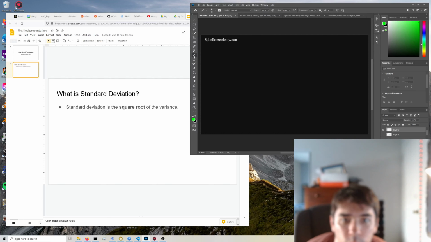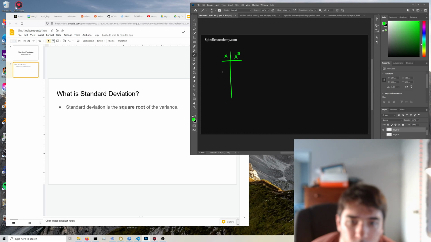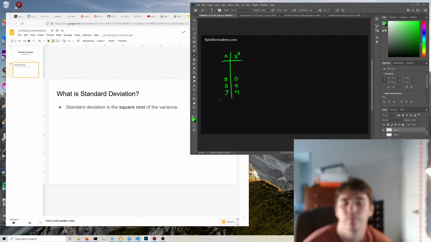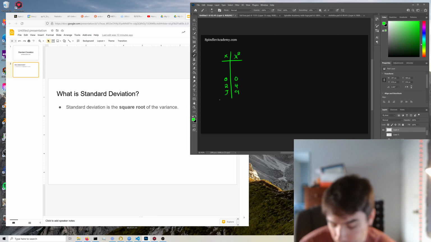So I guess I could make a table where I explain what squaring something is. So let's say this is our x, and this is x squared. If we start with 0, 0 squared is 0. We know 3 squared is 9. What about 2? 2 squared is 4, because 2 times 2 is 4. And I'm assuming you can multiply things, which I think is a safe assumption, but I'm just going to assume that right now.